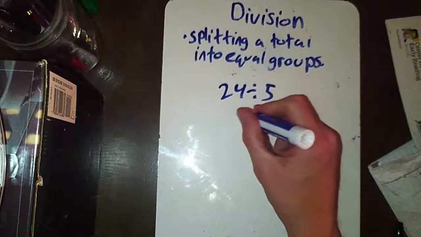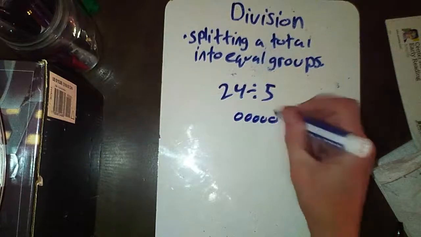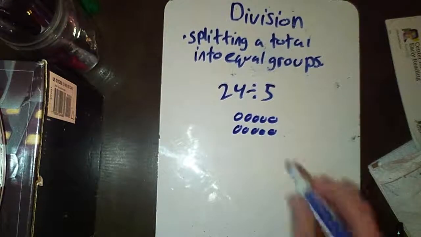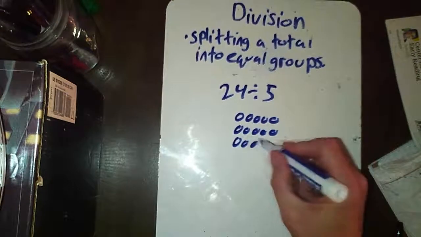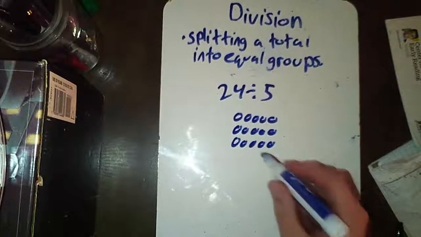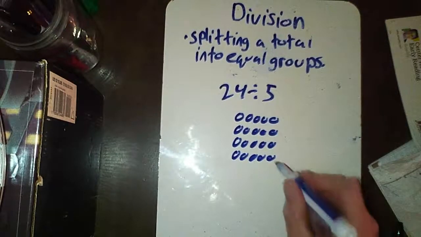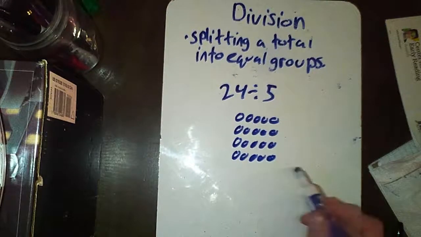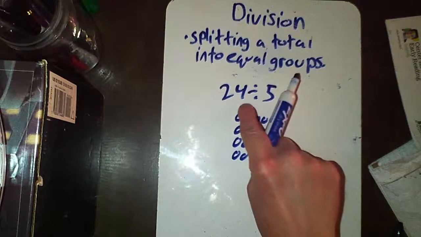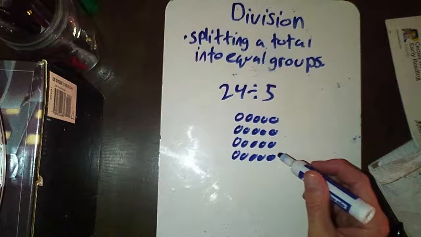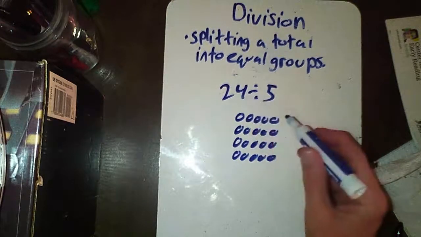So let's start making groups of 5. That's 1. 2 groups of 5, which is 10. 3 groups of 5 is 15. 4 groups of 5 is 20. Now, if we make another group of 5, we're going to go too far, right? We've got 20. We can't make any more groups of 5. We don't have enough. We're only going to 24.